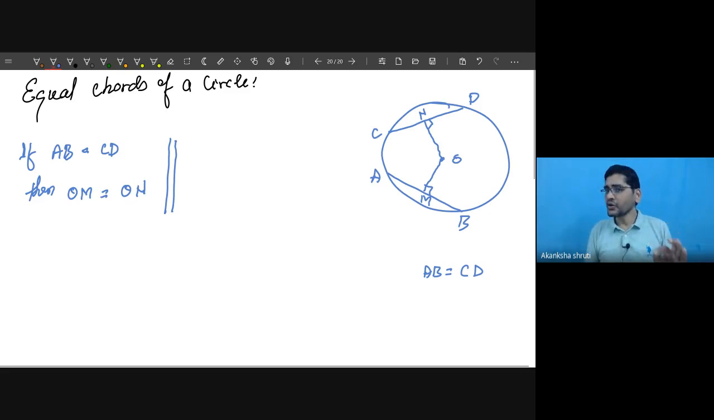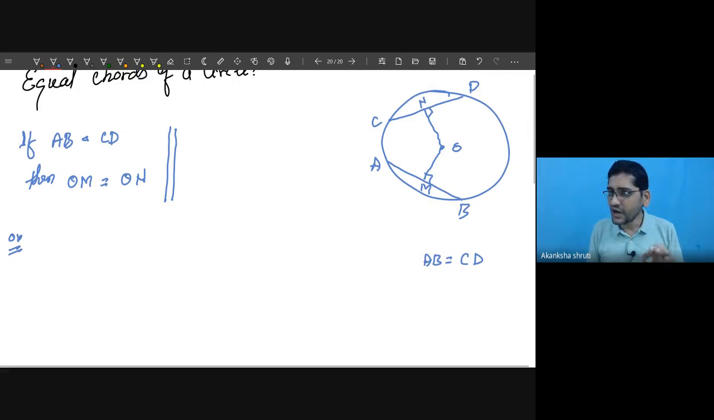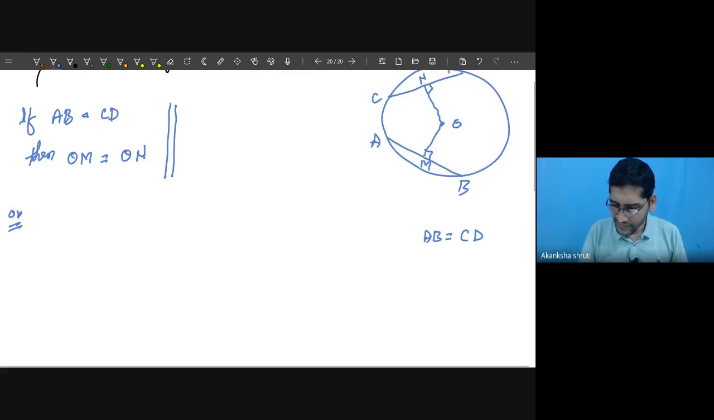Equal chords are at equal distance from the center. Or the other way, if you want to draw chords at equal distance from the center, then the chords will also be equal.